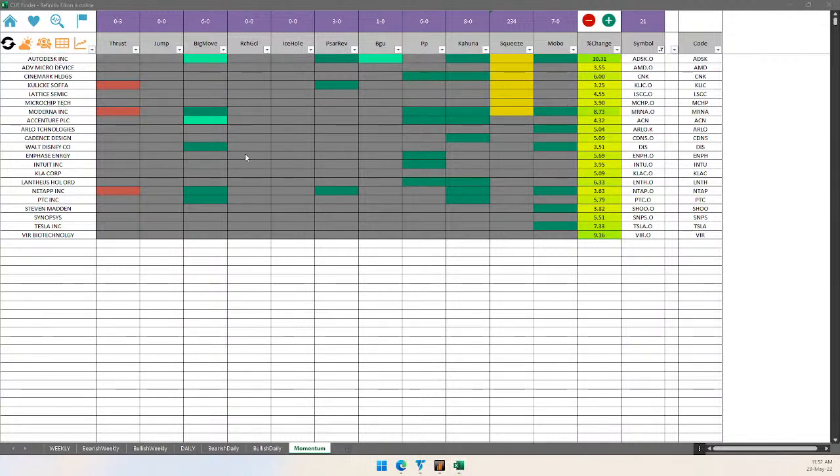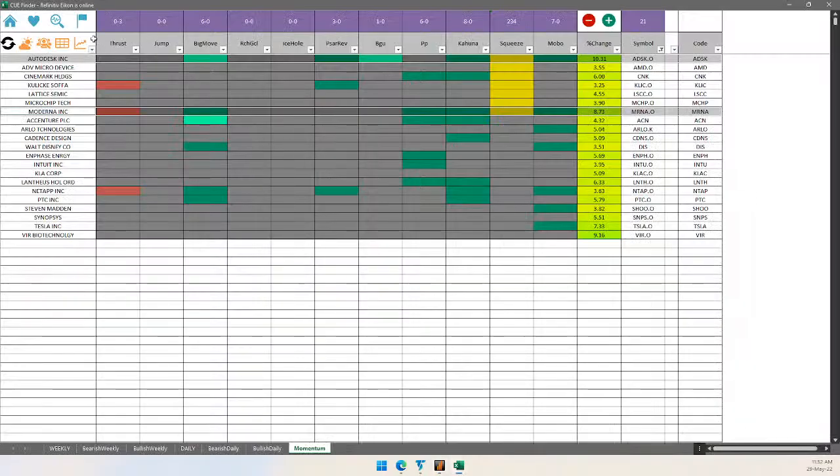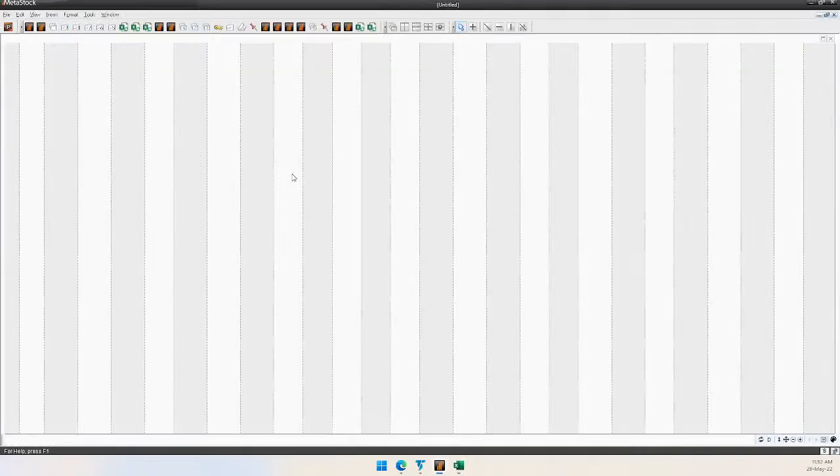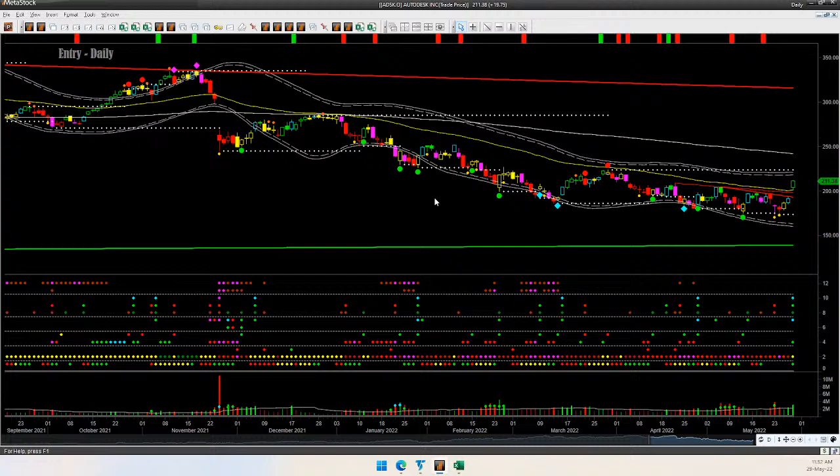Let's look at these two stocks first. I'm not sure if we'll find a low risk buying opportunity. That's what we are finding out in real time. Open the two stocks, Moderna and Autodesk. Autodesk is looking great. Isn't it beautiful?